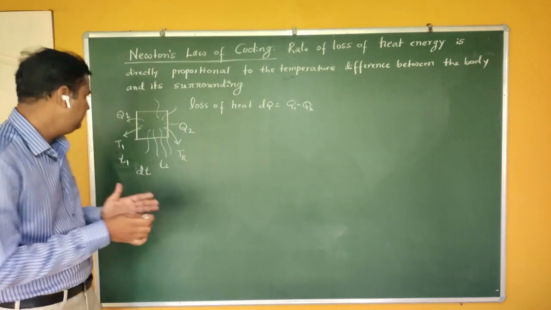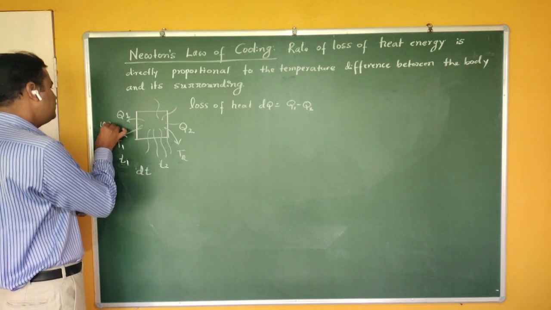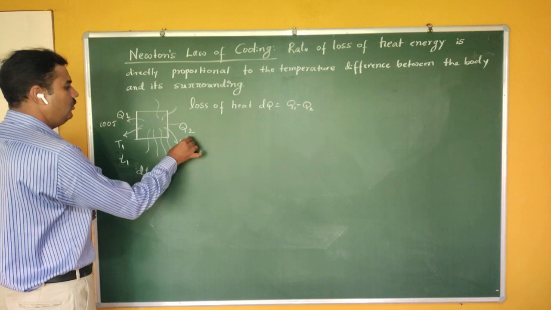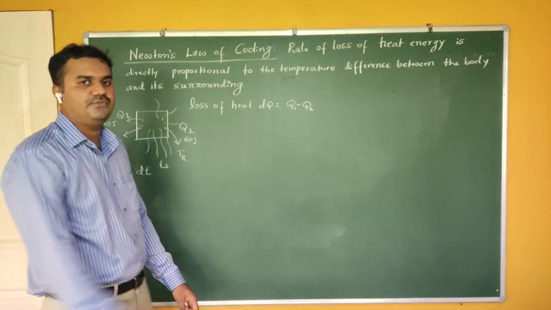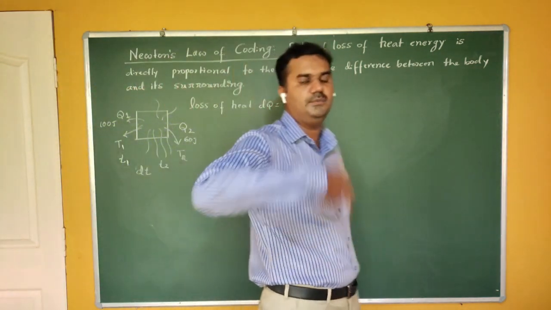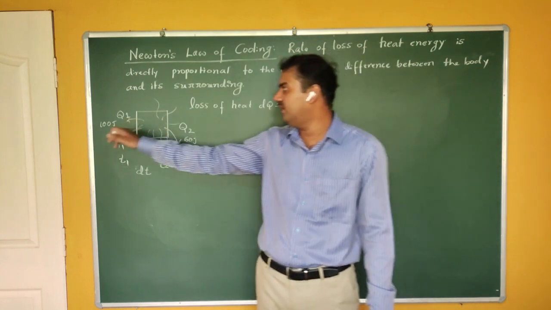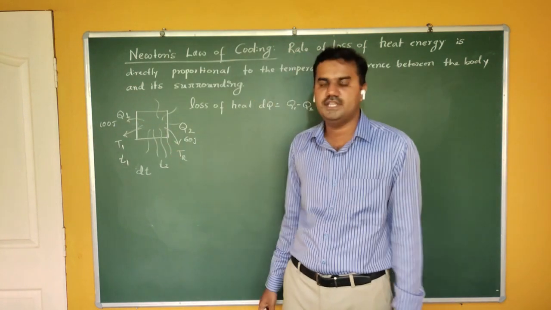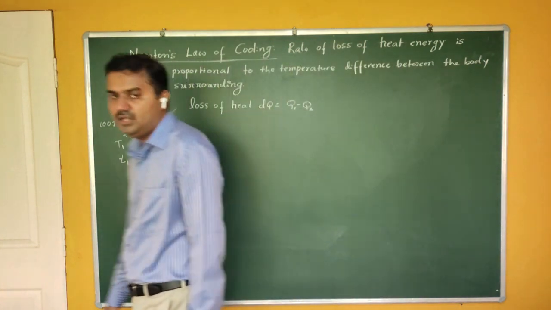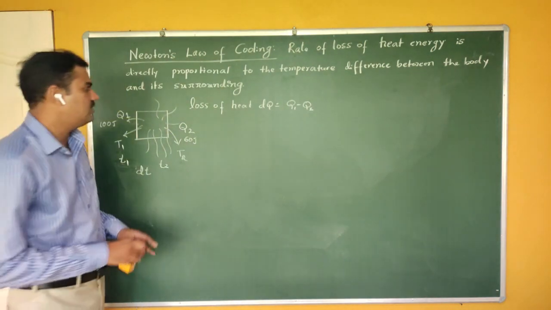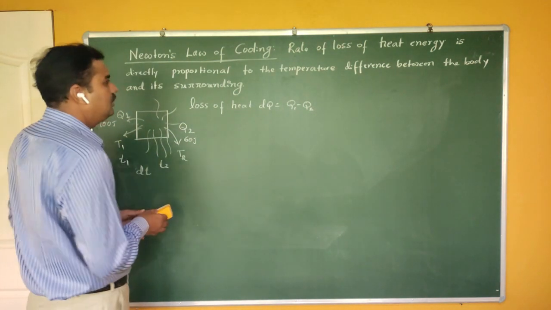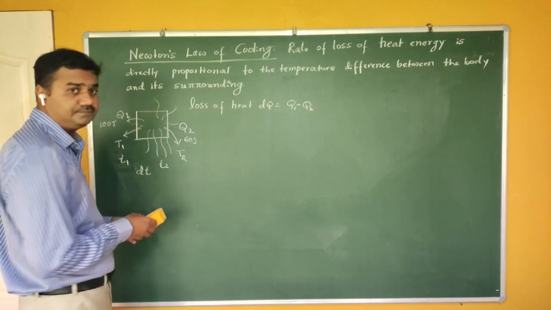Initially it has 100 joule. Now its energy becomes 60 joule. Now what is the loss of heat energy, or the heat energy which comes out from the body? It is 100 minus 60, that is 40 joule of energy lost. Are you getting me? So the loss of heat is q1 minus q2.